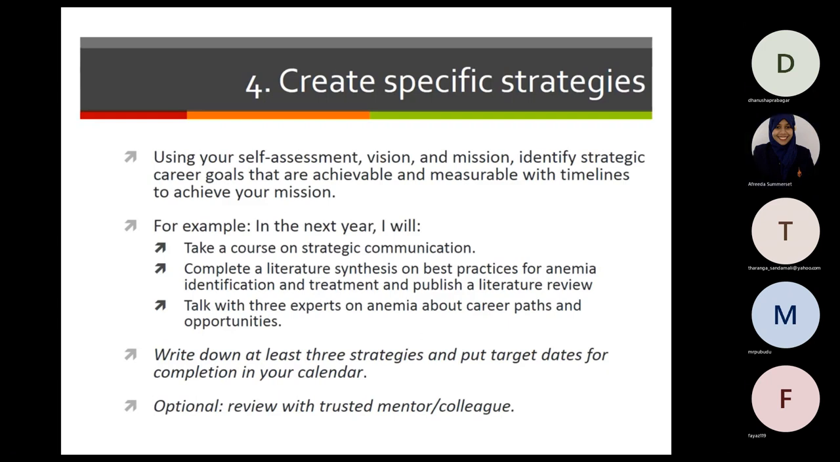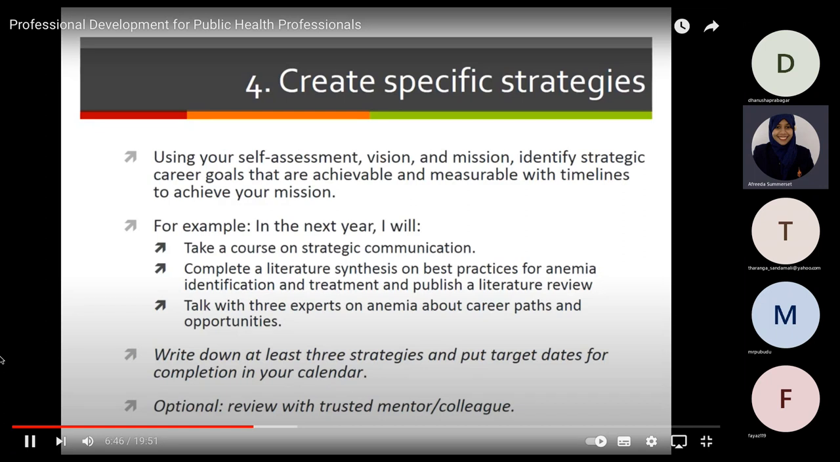So for example, in the next year, I will take a course on something that's important to you, complete a literature synthesis or complete a research study or write something else, write a paper, write a letter to the editor, talk with three experts about this particular topic regarding career paths and opportunities, or shadow someone, have an informational interview, watch a certain program, do whatever it is. There are lots of different things you can do. If you're not sure, talk to a trusted mentor or colleague or a faculty member about what the steps are. Bring your self-assessment and your vision and your mission and talk with that person about what the steps are to get you toward where you want to be.